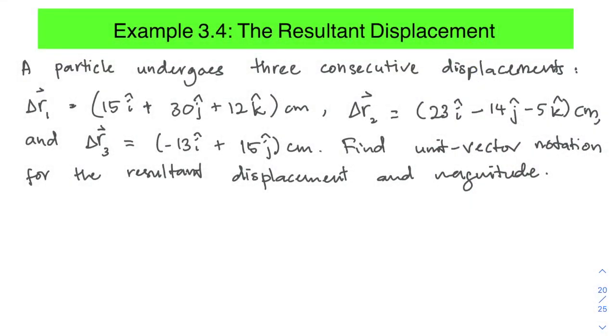Now example 3.4, the resultant displacement. A particle undergoes 3 consecutive displacements. First one, delta R1, equivalent to 15i plus 30j plus 12k centimeter. Delta R2, 23i, negative 14j, negative 5k centimeter. And delta R3, negative 13i plus 15j centimeter. Find unit vector notation for the resultant displacement and the magnitude.